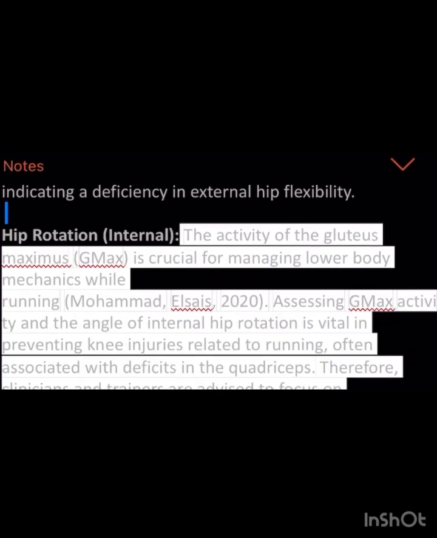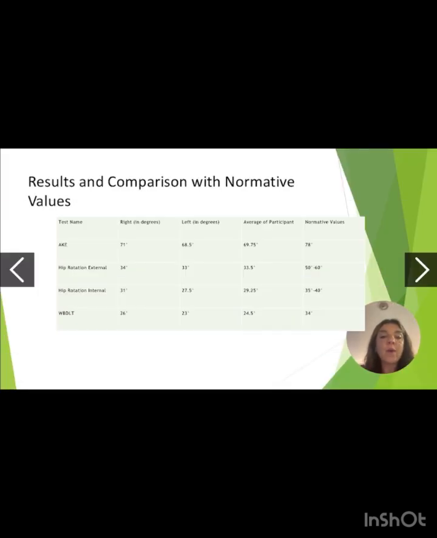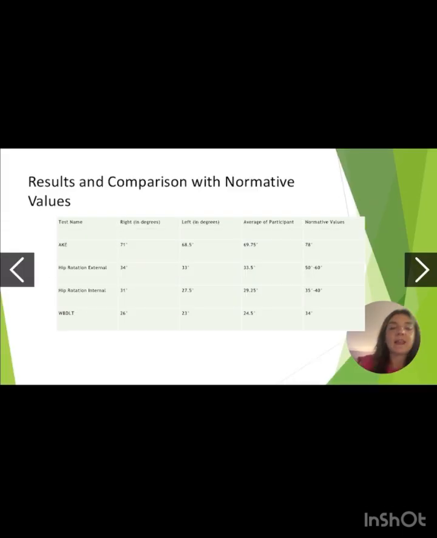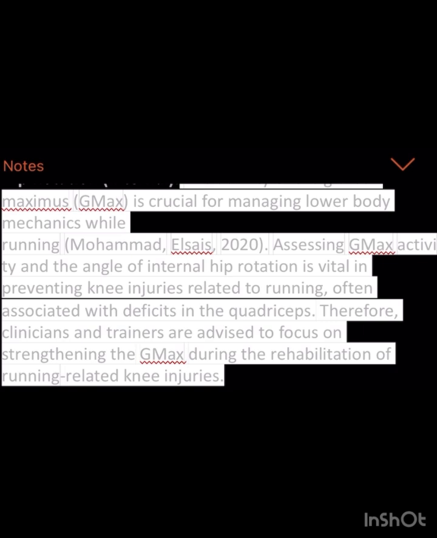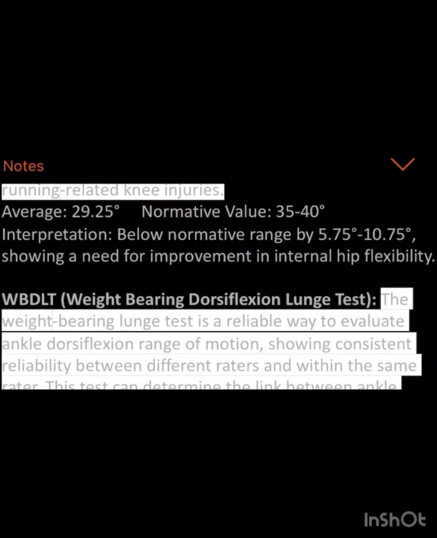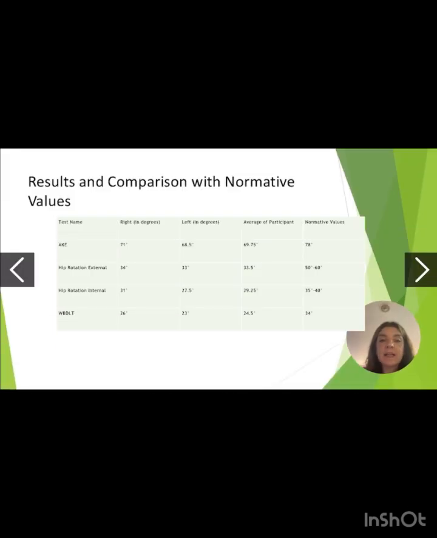Finally, the last test we looked at was the weight bearing dorsiflexion lunge test. The weight bearing lunge test is a reliable way to evaluate the ankle dorsiflexion range of motion. This test can determine the link between ankle dorsiflexion measurements and the likelihood of non-contact lower extremity injuries.